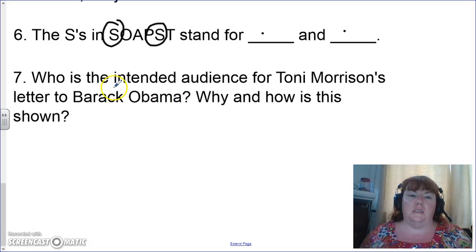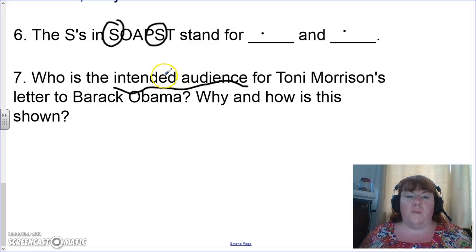So the first aspect is this idea of the intended audience. Excuse my line, for some reason I can't draw a straight line with the mouse. So you're looking for audience. This comes from the SOAPST. We wrote down the SOAPST for this and discussed this in great detail. So we want the intended audience.